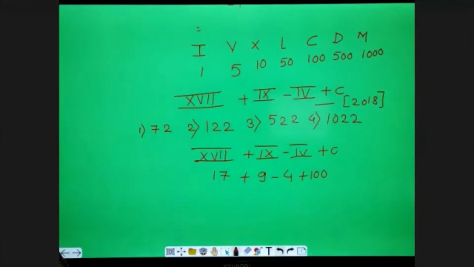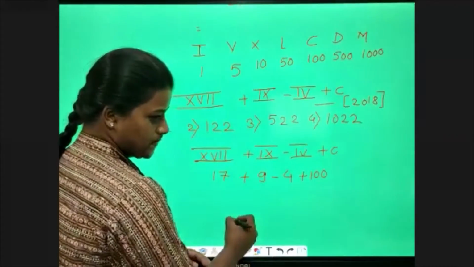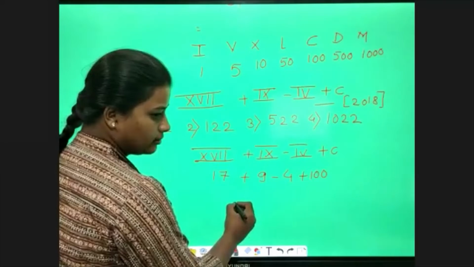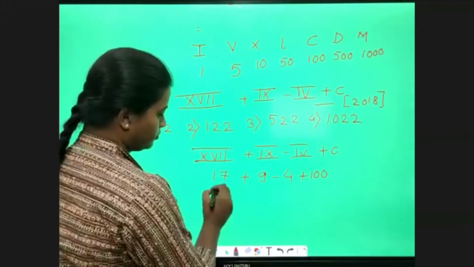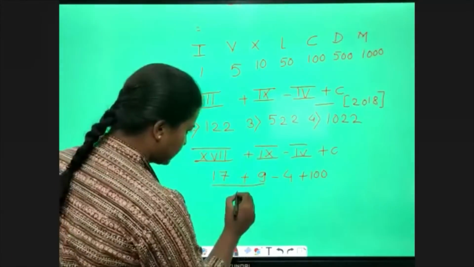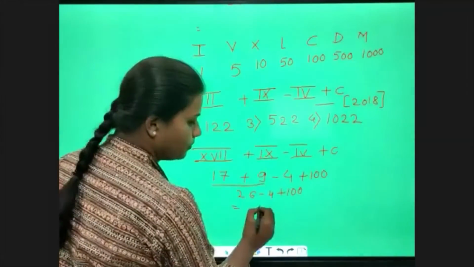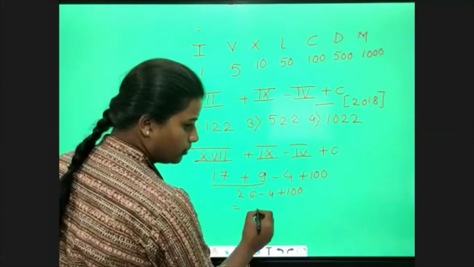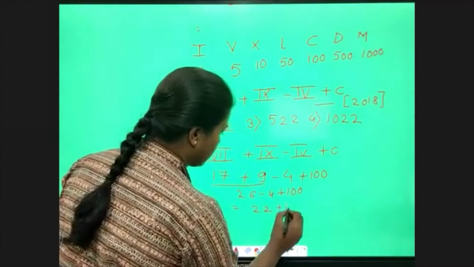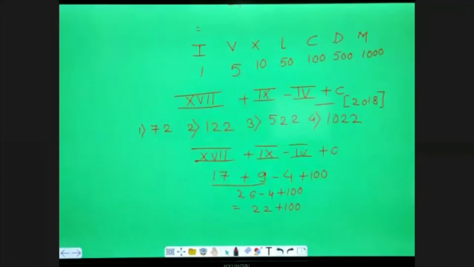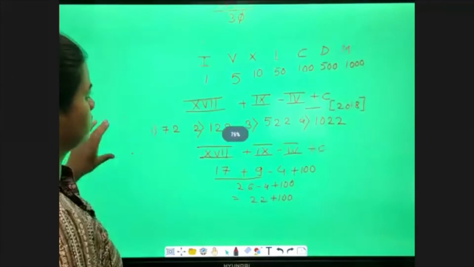Okay. 17 plus 9. My dear, 17 plus 9 is 26. Right. Minus 4 plus 100. 26 minus 4 is 22, and plus 100. Okay, tell me answer now. Ma'am, 122.